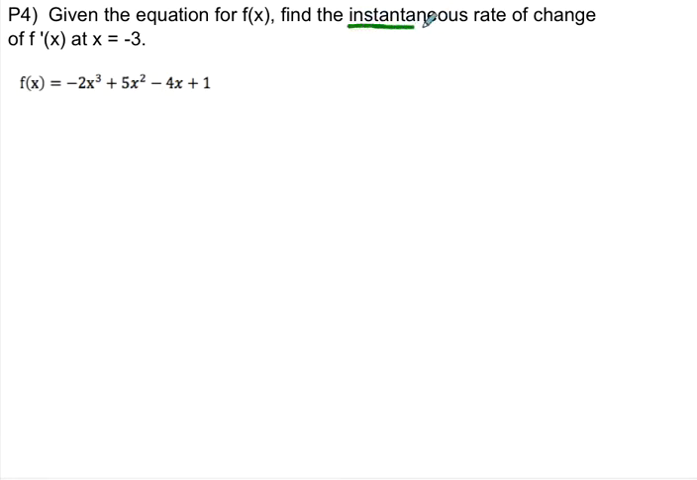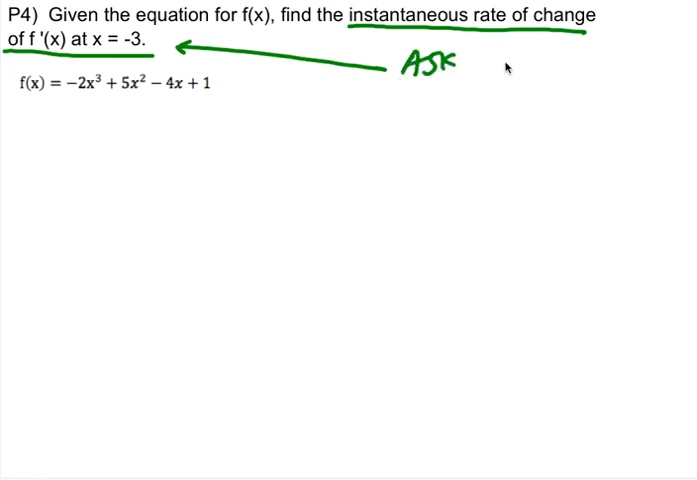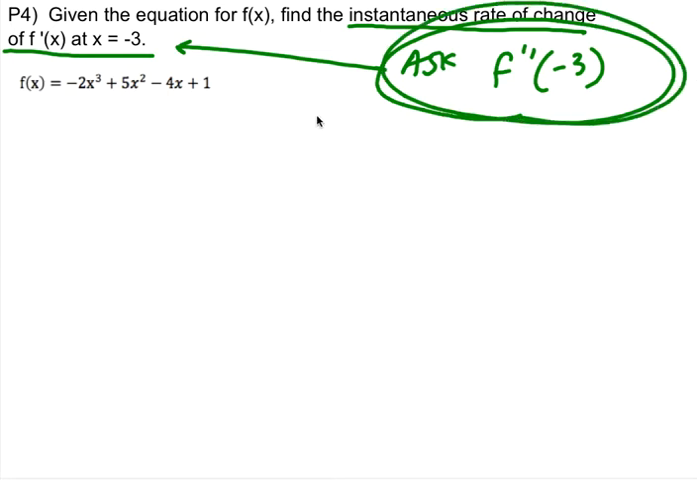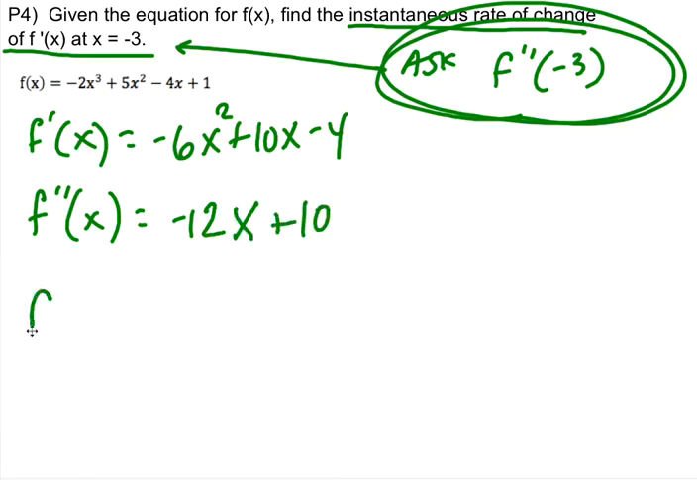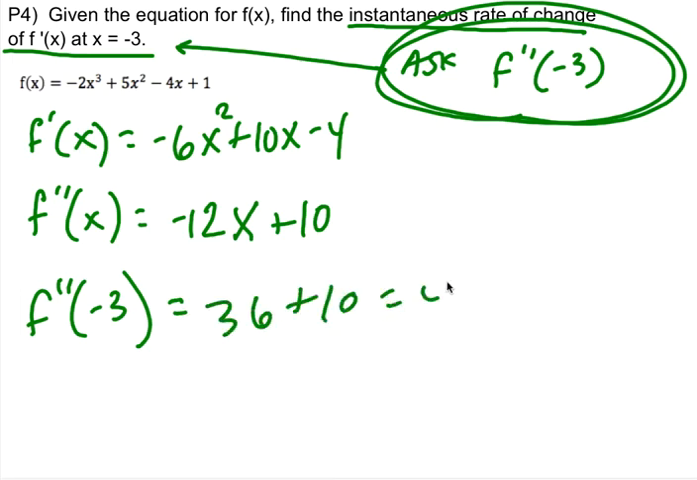Same thing: instantaneous rate of change of f prime at x equals negative 3. What they're asking for is f double prime of negative 3, and you need to convey that you get that. Even if somewhere along the line you accidentally find the derivative wrong, at least you've conveyed that you comprehend it, and on a free response that's going to matter. So when I differentiate my f prime, I'm going to get negative 6x squared plus 10x minus 4 plus 0, but we don't care. That means my f double prime is going to be negative 12x plus 10, which means my f double prime of negative 3 is 36 plus 10, or 46.